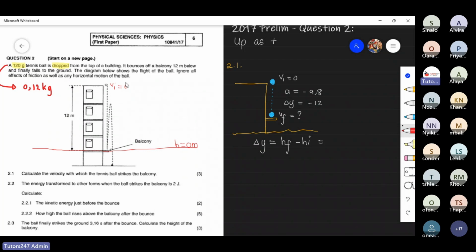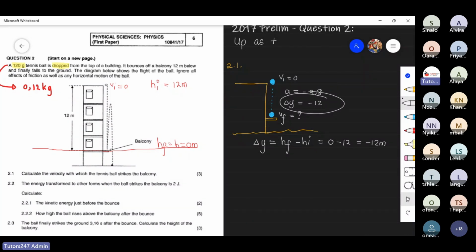Our object was initially at the top of the building, which means it had an initial height of 12 meters above the 0 reference frame. Finally, it hit the balcony, which is at a height of 0 meters. It's on the reference frame. So to calculate, all we need to do is substitute the final height, which is 0, minus the initial height, which is 12. And that gives us negative 12 meters. That is how we end up with that negative 12 value.